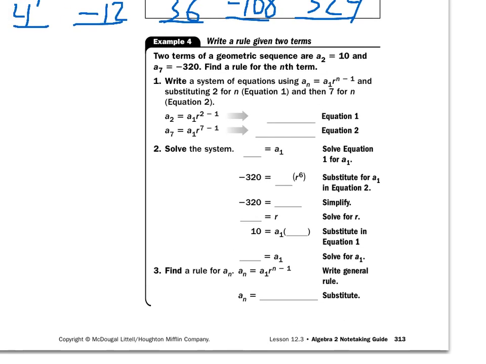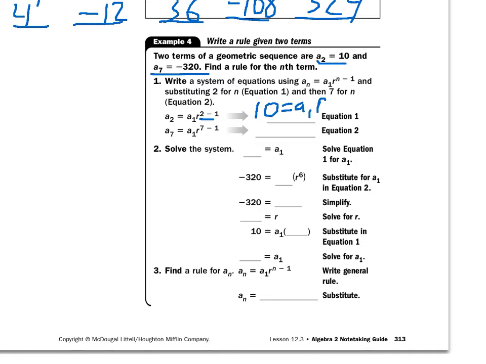All right, let's take a look at example 4. Two terms of a geometric sequence are a sub 2 equals 10 and a sub 7 equals negative 320. Now this is a little more difficult than what we've been doing because they just give us those 2 terms. Can't really determine what the r is here until I do some work. So a sub 2 we know is 10 equals a sub 1, don't know that, times r to the first power, because 2 minus 1 is 1, so it's just r to the 1.